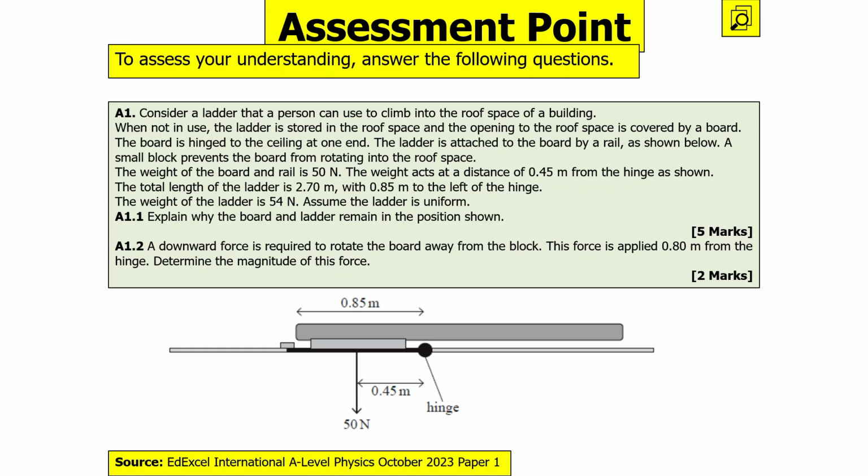The weight of the board and the rail is 50 newtons. The weight acts at a distance of 0.45 meters from the hinge as shown. The total length of the ladder is 2.70 meters with 0.85 meters to the left of the hinge. The weight of the ladder is 54 newtons, assuming the ladder is uniform. So firstly, explain why the board and the ladder remain in the position shown. A downward force is required to rotate the board away from the block. This force is applied 0.80 meters from the hinge. Determine the magnitude of this force. So, pause the video now, then unpause the video and you can go through your answer.